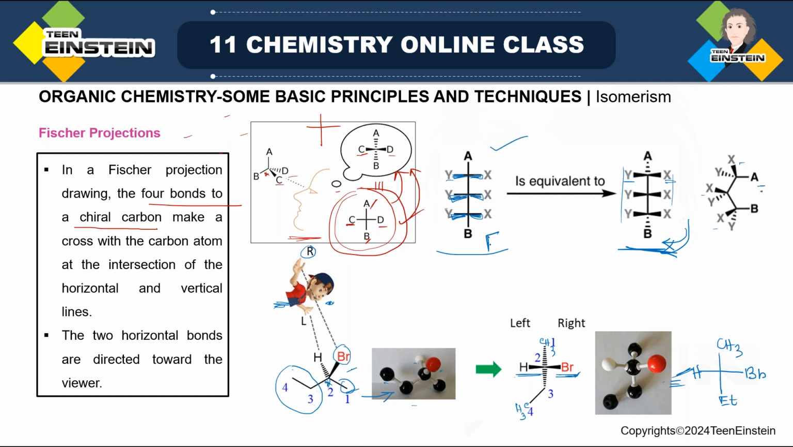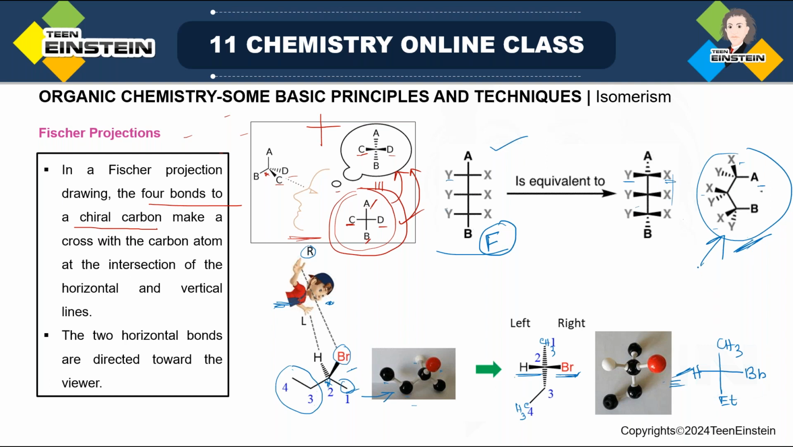This is actual Fisher projection. I'm writing here F. F means F for Fisher, where only straight lines will be there, no wedge, no dash. But just to try to understand, if a molecule is given in this way, then you can convert it to this. And suppose a molecule is given in this way and it is mentioned that change it to Fisher, or suppose in 4 options, 4 different Fishers are given and it is asked that which of these Fisher is actually the Fisher projection of this molecule. So this type of question you may get.